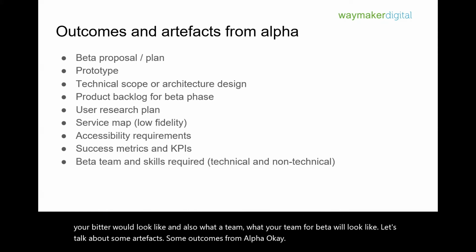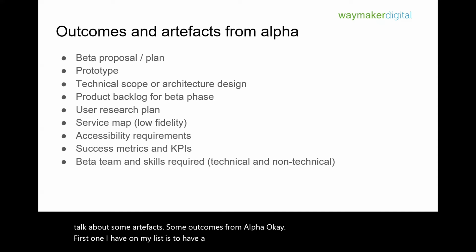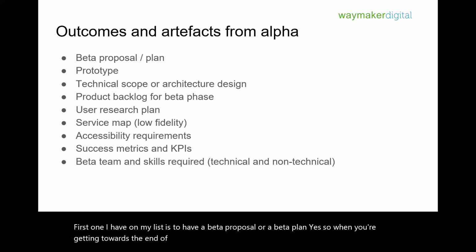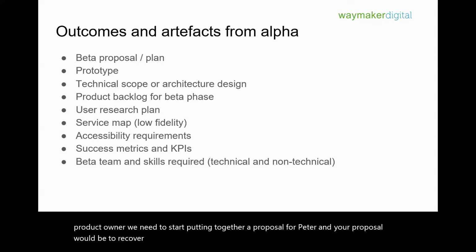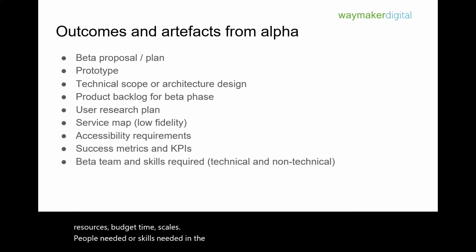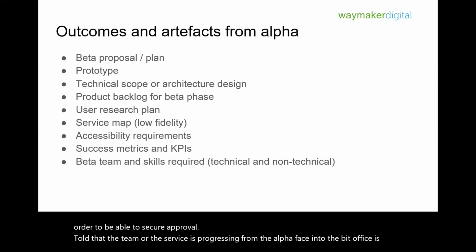The first one I have on my list is to have a beta proposal or a beta plan. When you're getting towards the end of your alpha, your delivery manager and your service owner or product owner will need to start putting together a proposal for beta. Your proposal for beta will cover things like the scope of the work, resources, budget, timescales, people needed or skills needed in the team, and a few other things that come together in order to secure approval that the service is progressing from the alpha phase into the beta phase. It's important to have a plan for beta.